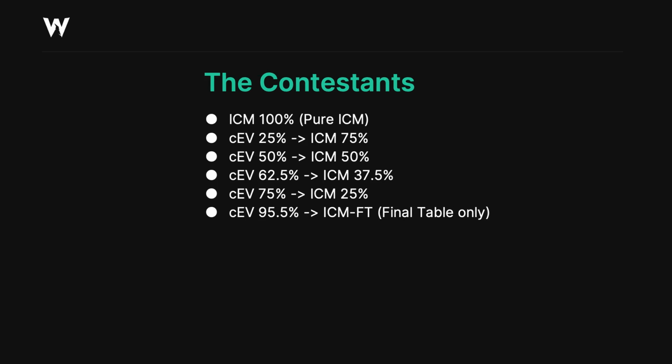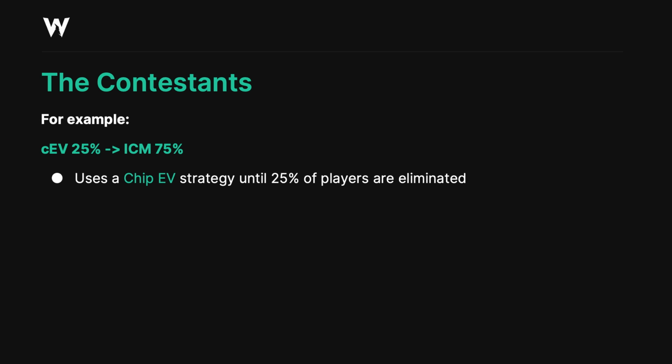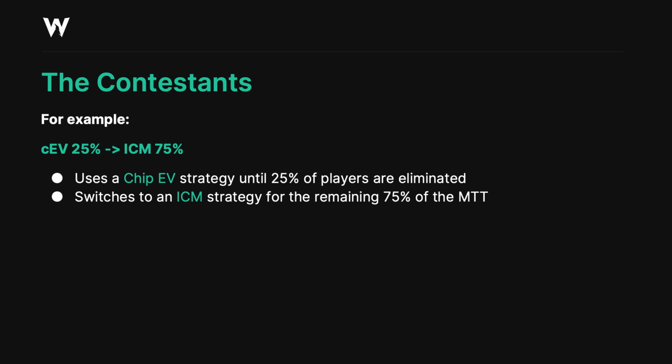Now, what does this mean? Well, for example, the CEV 25 to ICM 75 indicates that this player type uses a ChipEV strategy until a quarter of the players in the tournament are eliminated. At that point, it will switch to an ICM strategy for the remaining 75% of the tournament. And so by testing these different strategy types, we can see how well each strategy performs and figure out when it becomes significant to switch from ChipEV to ICM.